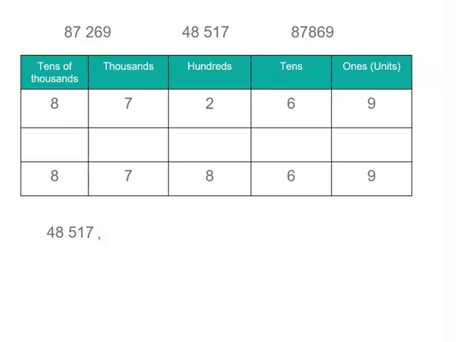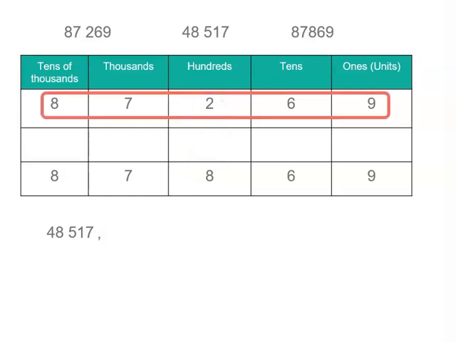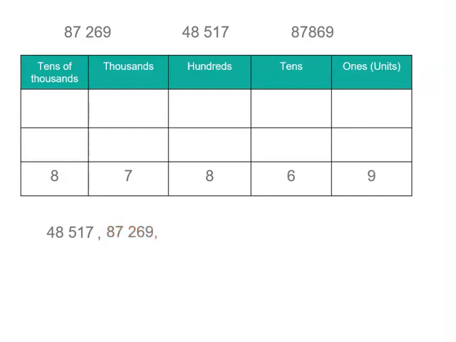Now we've only got 2 numbers left, so what we're going to do is the same thing, but they both had an 8 in the tens of thousands, so we travel to the next place. Thousands are the next highest value, and they've both got a 7, so we keep moving to the right, and you can see we've got a 2 and an 8. So 2 is smaller than 8, so that number is now our next smallest number, 87,269. Of course, that means 87,869 is the biggest number.